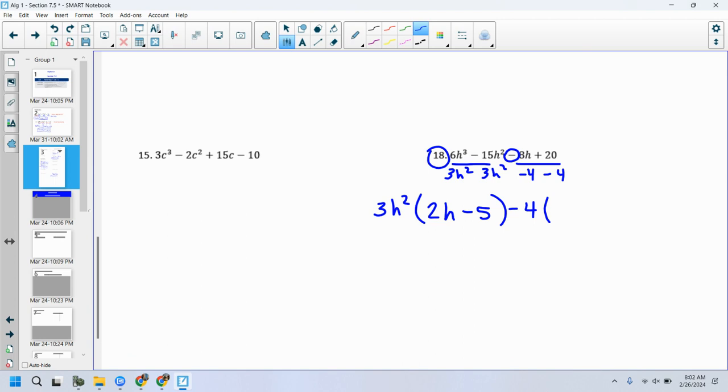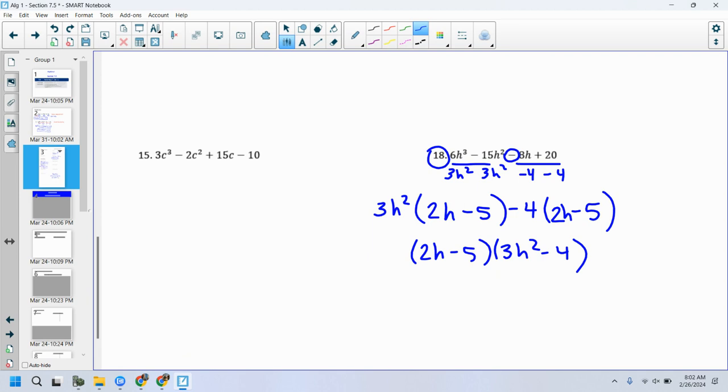So 8 divided by 4 is 2. 20 divided by negative 4 is, I forgot my h, minus 5. And now we see the common binomial, don't you see? So the 2h minus 5, and then the 3h squared minus 4. Questions about that? Any other questions on the worksheet that we need to go over?